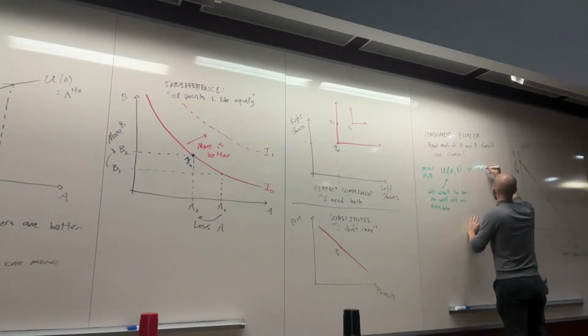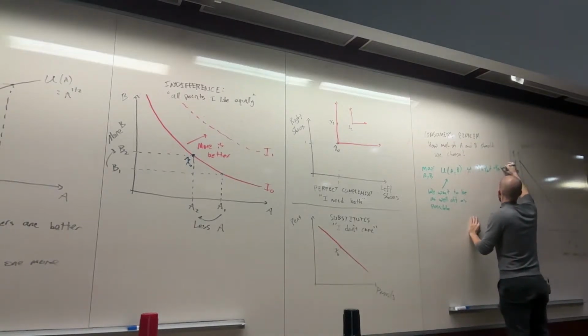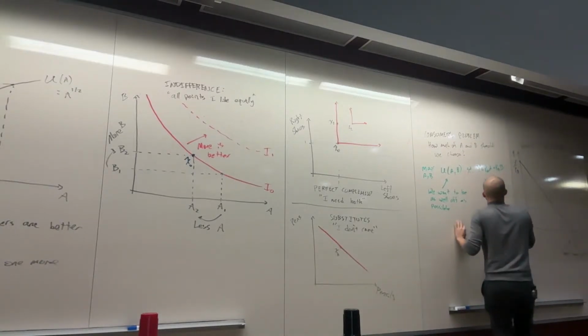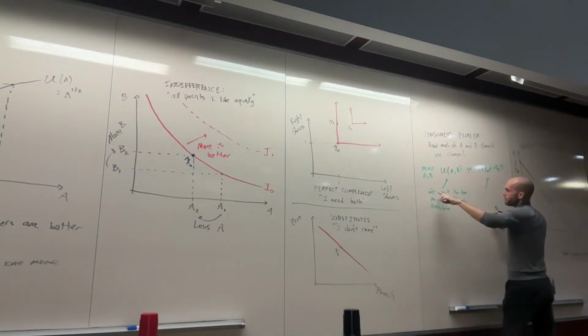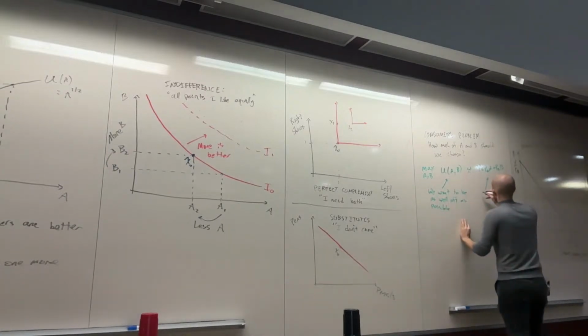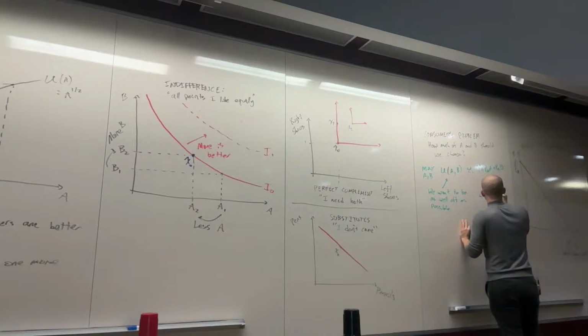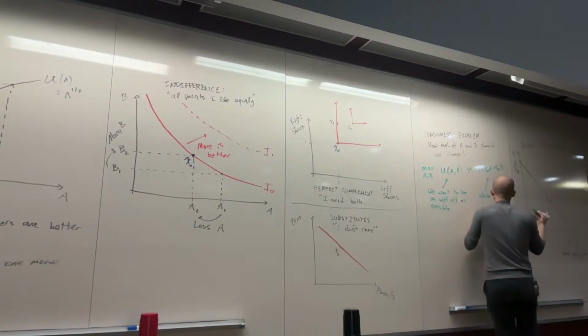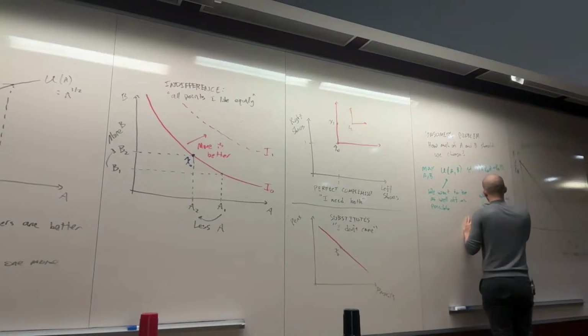So we're going to write down the budget. So the price of A times A plus the price of B times B. So we want to be as well off as possible while staying within our budget.